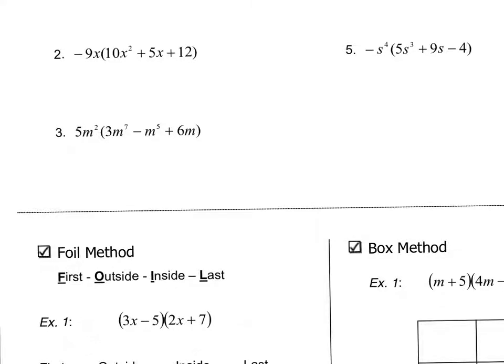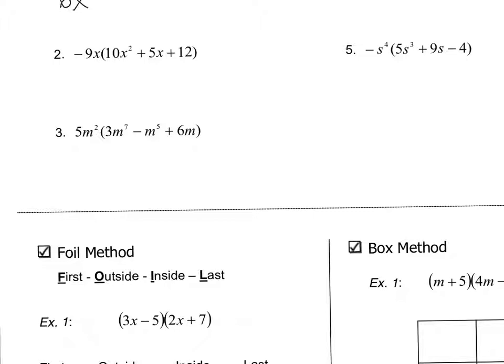9.2 is about multiplying polynomials, specifically multiplying a monomial, so this is a monomial because it's one term, by multiple terms. So if I multiply 6x by x squared, I'm going to get 6x to the third power, because I'm going to multiply the coefficients, I'm going to add the exponents.